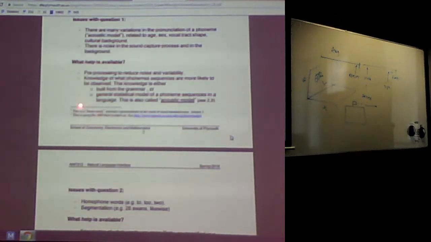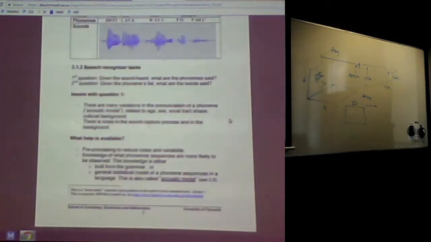Or you can have a general statistical model of phoneme sequences. Take a lot of speech sounds. What are the phonemes which are most likely to follow each other? And give a probability to each sequence. That's called an acoustic model. I'll talk more about that.